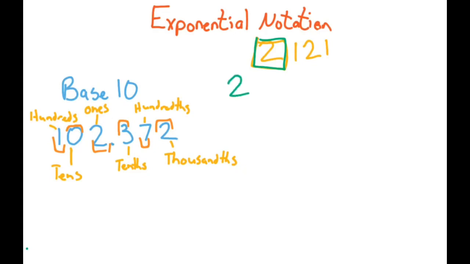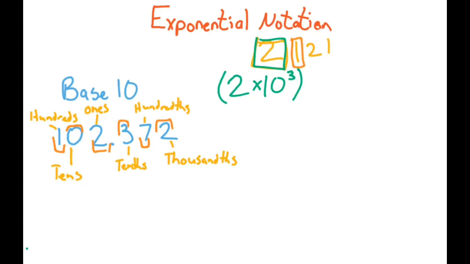So that's 2 times 10 to the, wait a second. How many zeros are there in 1,000? Or how many numbers are there after the 2 in the thousands place? That's 1, 2, 3. So that's 10 to the third power. So 2 times 10 to the third power is equal to 2,000. So that's our thousands place. Then we have 121 left over.